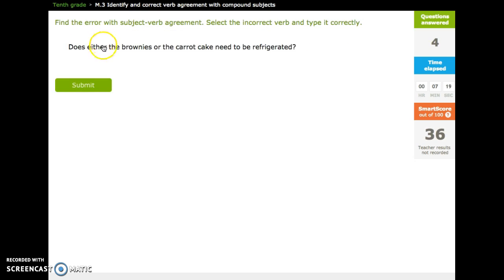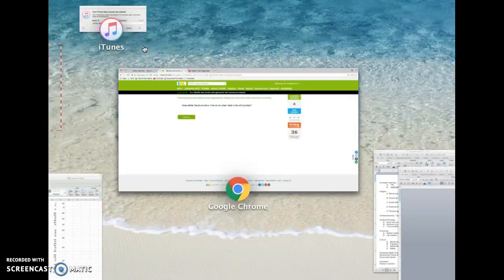Oh, this is challenging. Either the brownies or the carrot cake. Oh, wow. So this is testing a lot. So first we see either or. So we know it's single. It's one or the other. But the challenge here is that one of those is plural. And so let's talk about that.